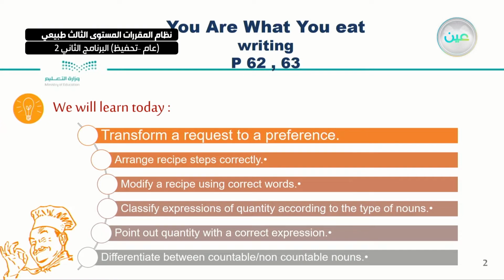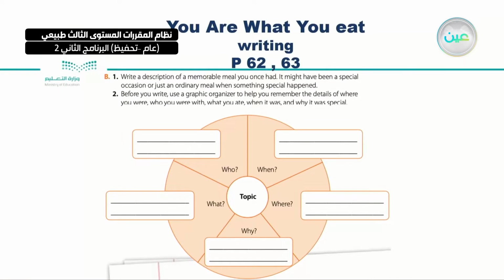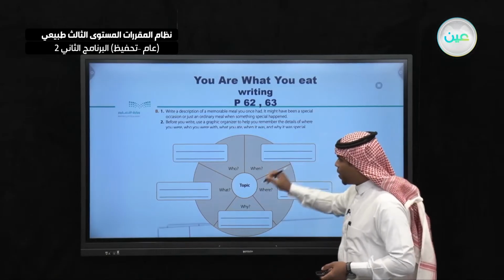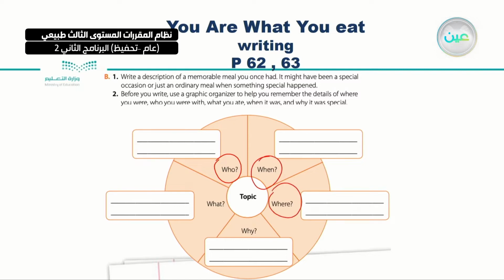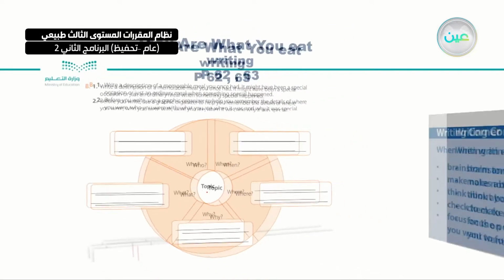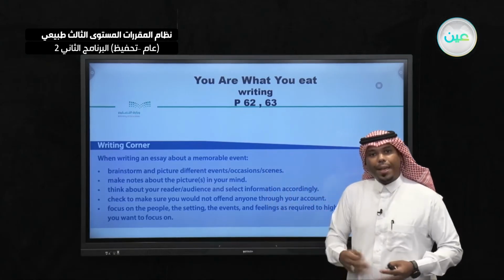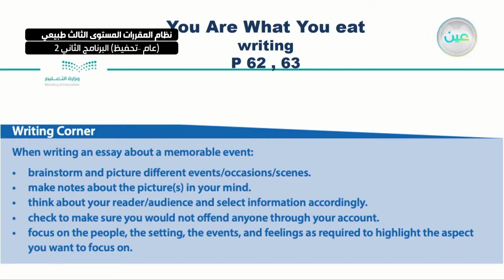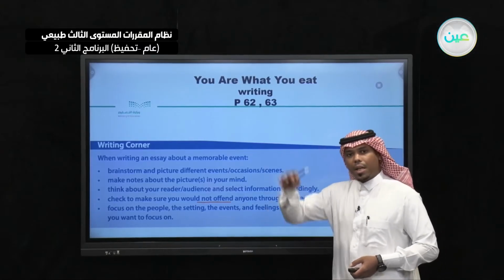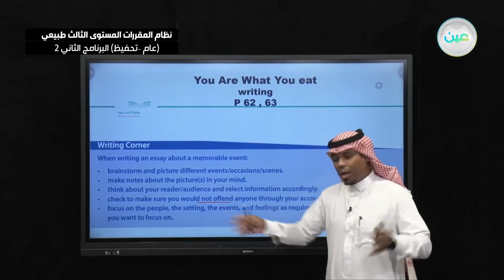As usual, we will start by revising the previous lesson, which is writing, from pages 62 and 63. As you can see here, I told you to write a description of a memorable meal you once had, okay? And how we can do this by asking those questions: who, when, where, why, and of course, what. Also, I asked you to go and read the right corner here. We talked about brainstorming and picturing the occasions, okay? Then try to think about the reader or the audience without offending him or them, okay? Then focus on the scene, people, the setting or the place, the events, or even feelings, to write about the holiday or this occasion and so on, okay?